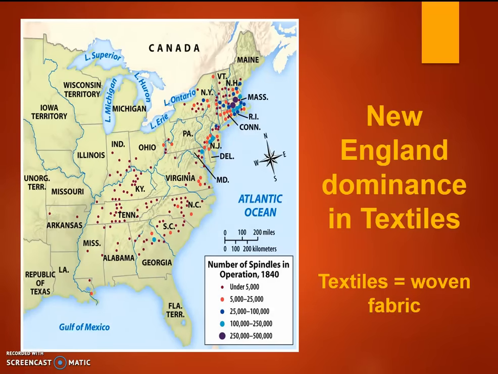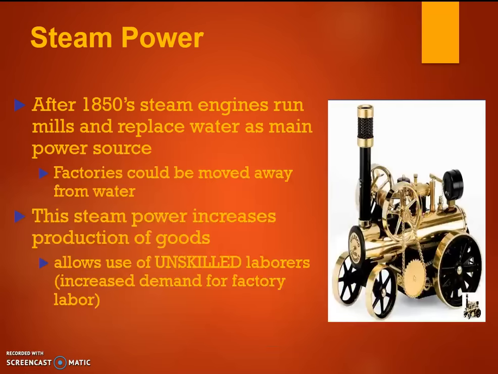New England is going to dominate in the textile factories, again, because initially they're run off of water power, and the water frame needs the fast-moving rivers of New England. And you'll notice that there are fewer and fewer factories as we go south. These are textile factories, and textiles is just another way of saying a woven fabric. So clothing, things of that nature.